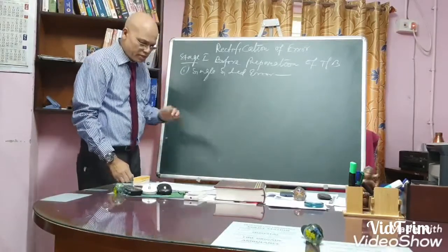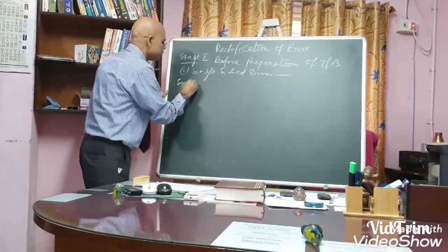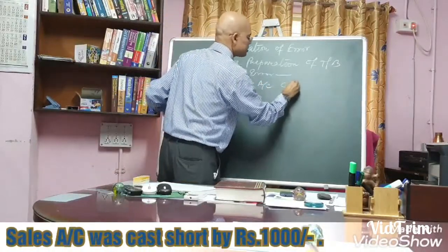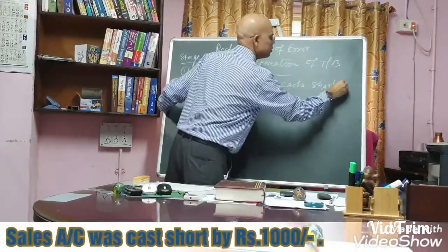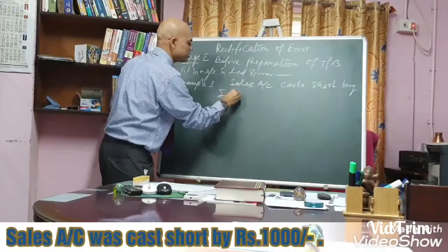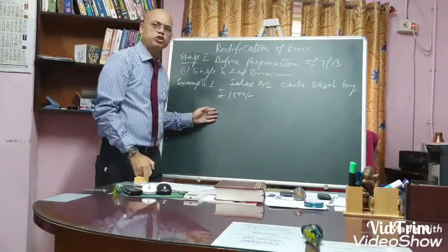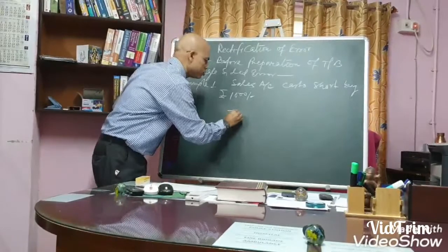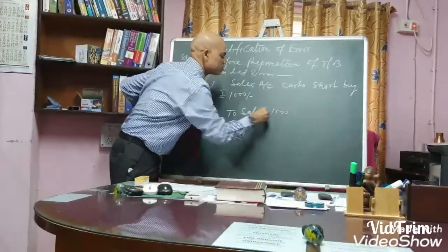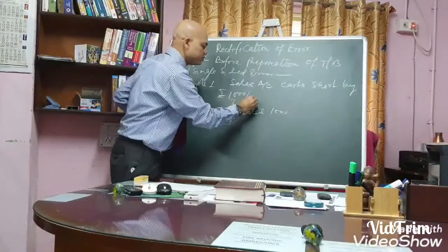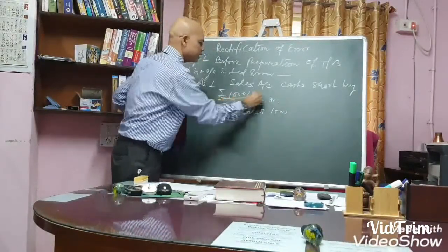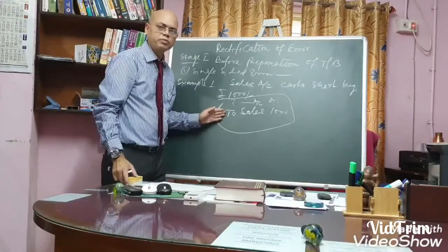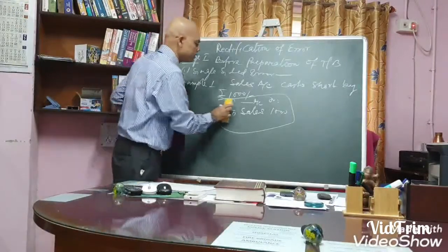In case of single-sided error, suppose I give an example. Number 1, sales account casts short by rupees 1000. If the sales account is casting short, we know the nature of balance of the sales account is credit, therefore sales account should be credited again by rupees 1000. But what account will be debited? This is the question. And here you will have to understand, since trial balance has not been prepared, we cannot pass a suitable journal entry.